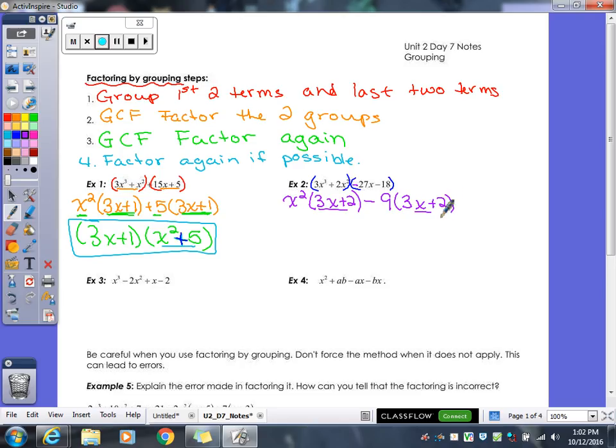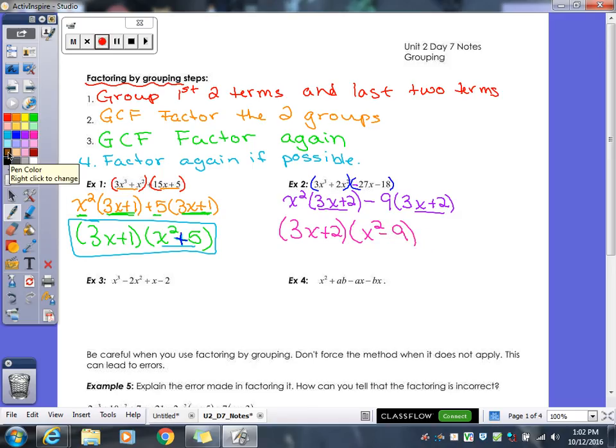So now what we have in our parentheses matches. If I didn't factor out that negative, my parentheses would not have matched. I wouldn't have done it correctly. So now I'm going to take out my GCF, which would be 3x plus 2. What goes in my next set of parentheses? x squared minus 9.